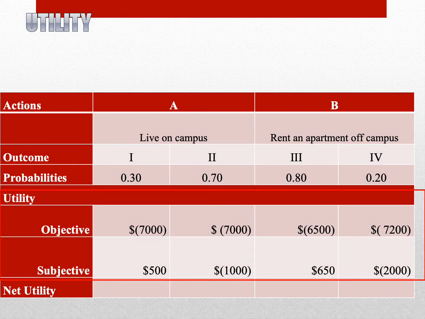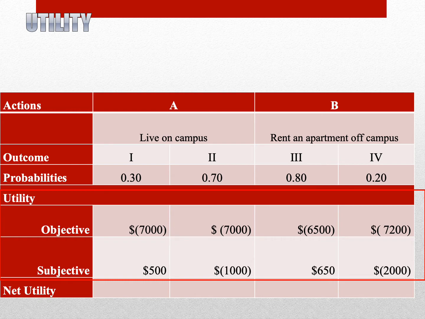Next, we assess the subjective and objective utility of the outcomes. So outcome 1, we have a $7,000 objective cost, meaning we will have an actual expense of $7,000. We have a $500 subjective benefit, meaning if we stay on campus and have a great dorm, this is worth $500 worth of satisfaction.